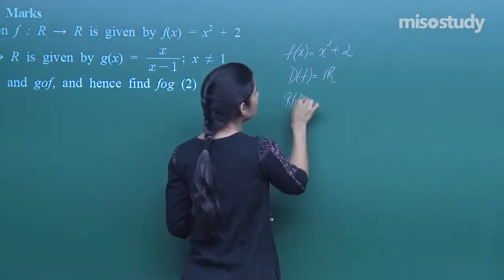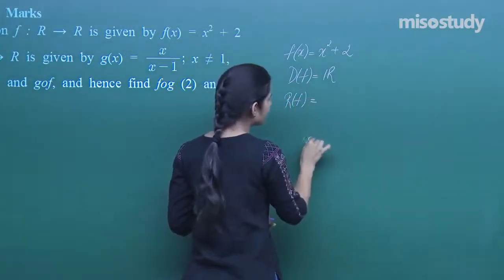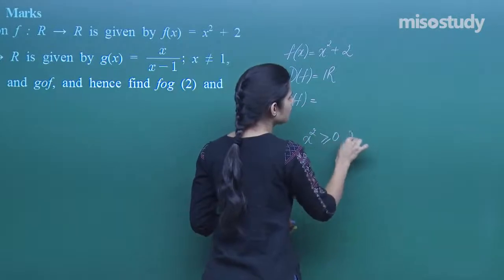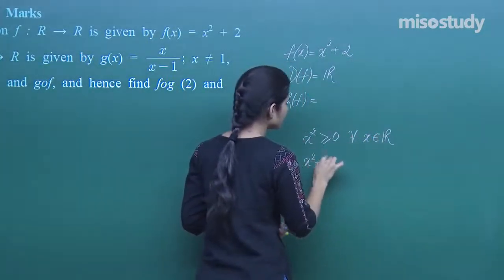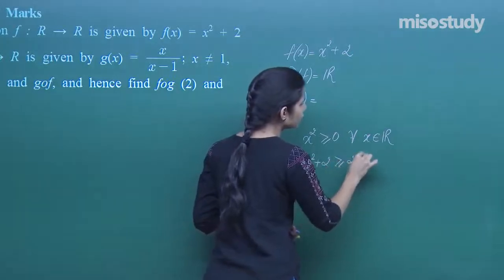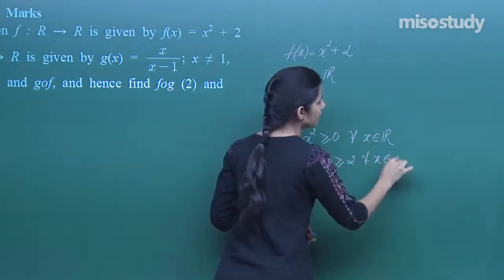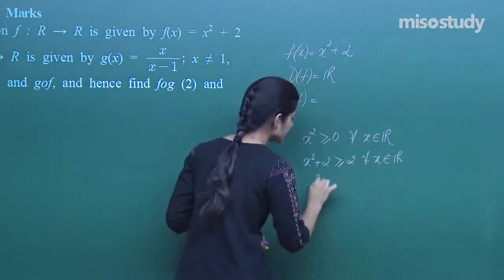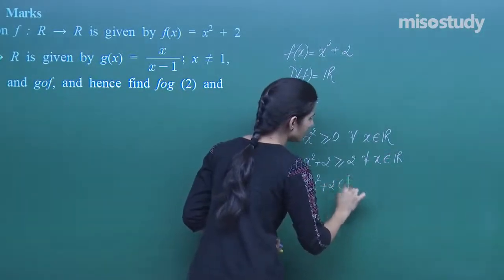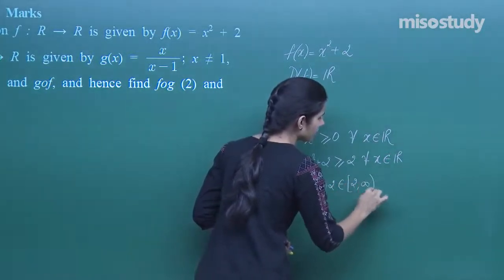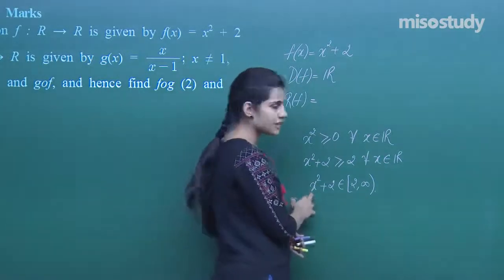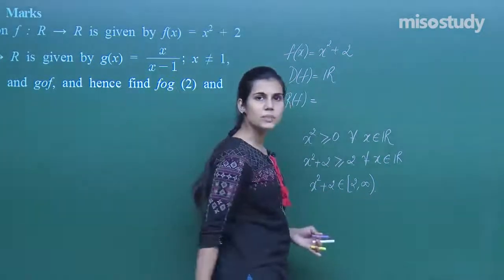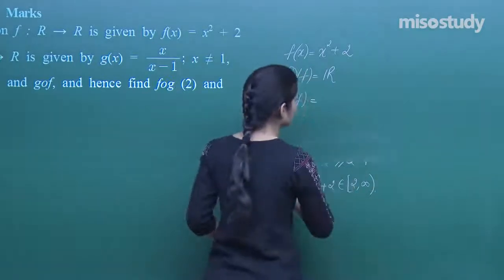What about range of F? Well, x square is always a non-negative quantity for any real number. You know this. So x square plus 2 is greater than or equal to 2 for all x in the collection of all reals. That means whatever you plug in place of x, x square plus 2 will always give you values in this interval, and that is what is the range.